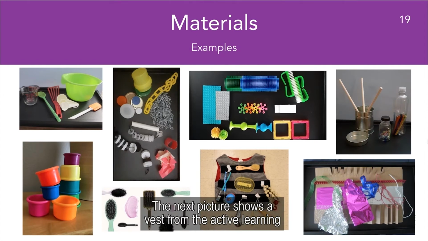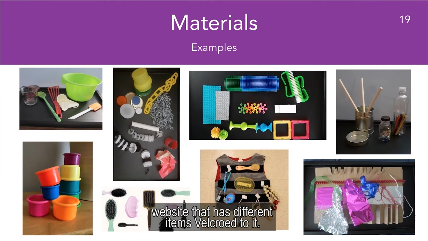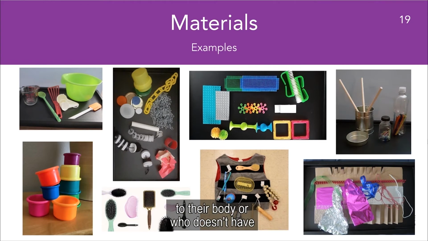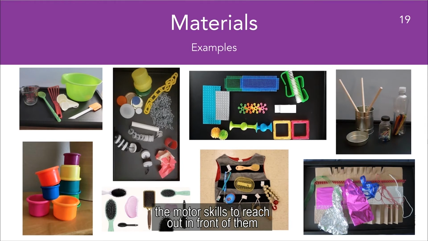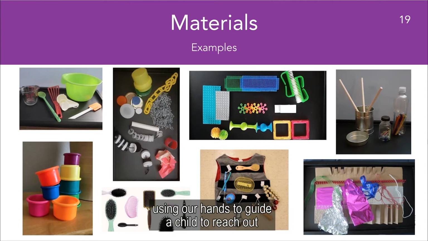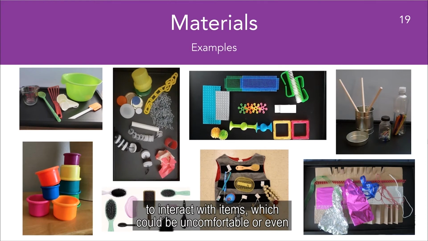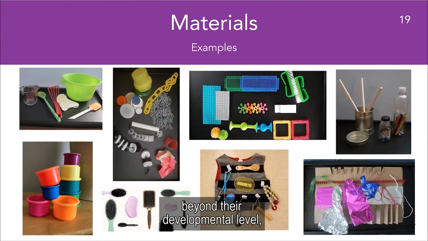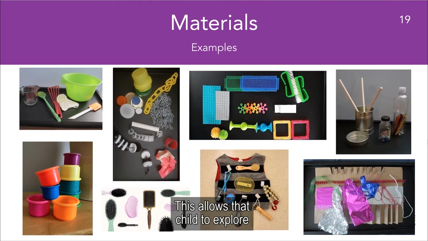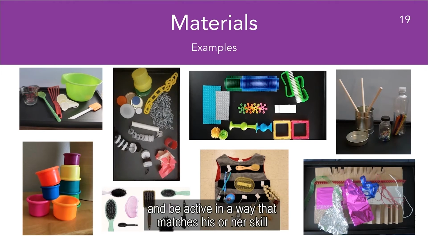The next picture shows a vest from the Active Learning website that has different items velcroed to it. This could be offered to a child who keeps their hands close to their body or who doesn't have the motor skills to reach out in front of them to play with things. In that case, it's important that rather than using our hands to guide a child to reach out to interact with items, which could be uncomfortable or even beyond their developmental level, that instead we bring the items to where the child's hands are. This allows that child to explore and be active in a way that matches his or her skill level and comfort.